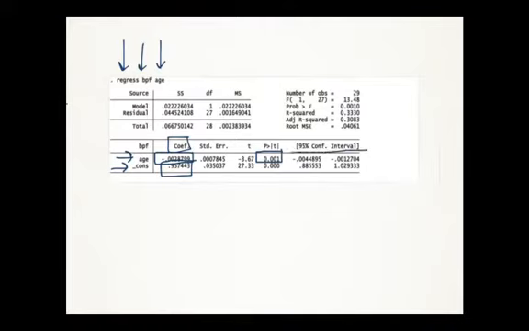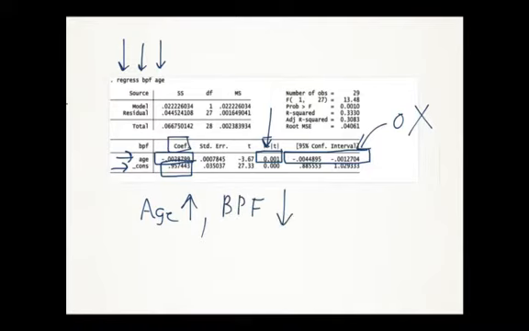And you can see that corresponding to that p-value, the null value of 0 is not in there. So 0 is not in that confidence interval. And we knew that because the p-value is less than 0.05. So we conclude that there is a significant association, and that for increases in age, BPF goes down. Okay?